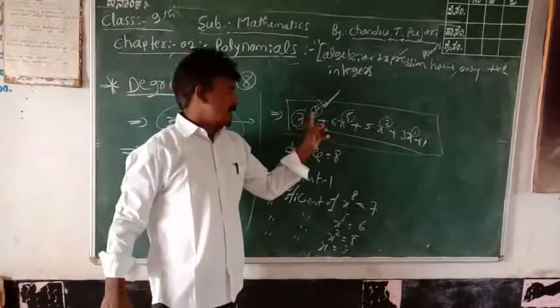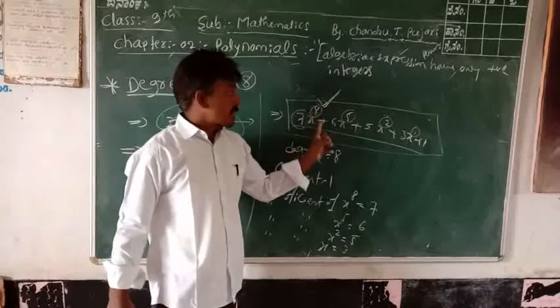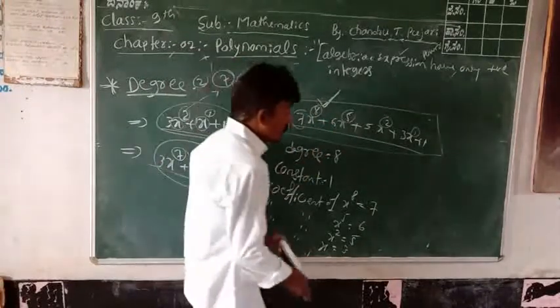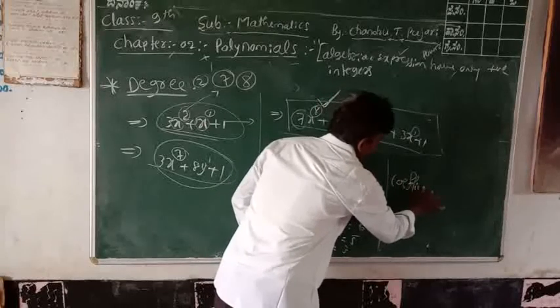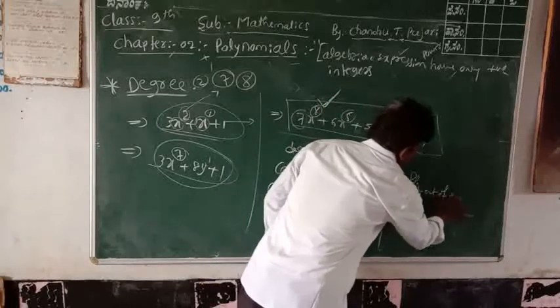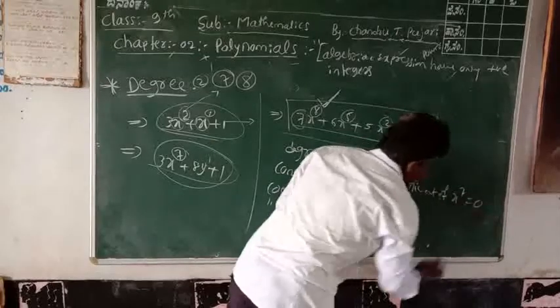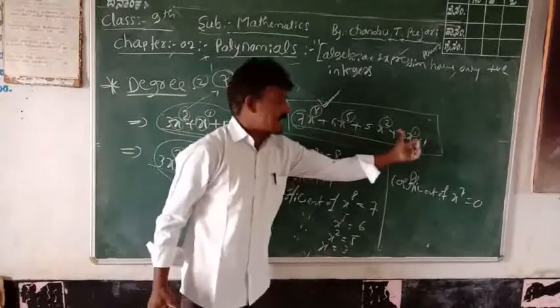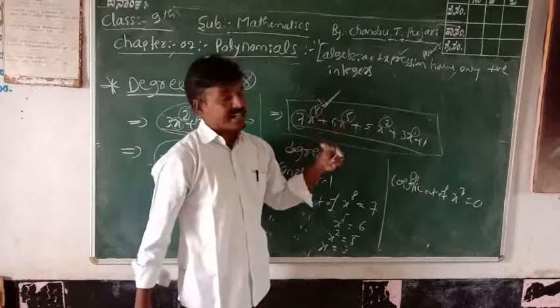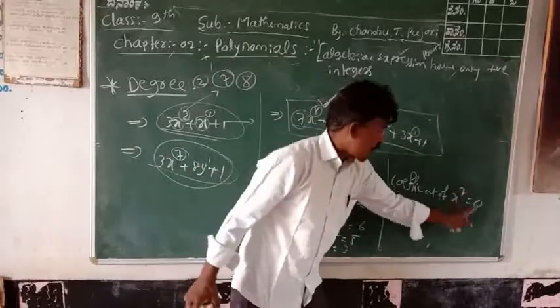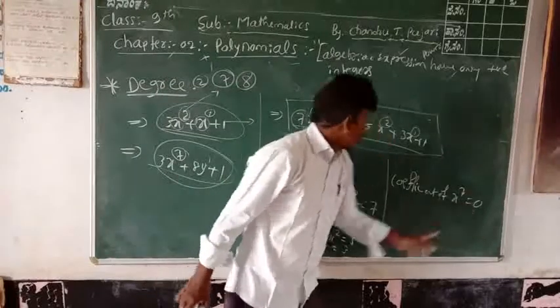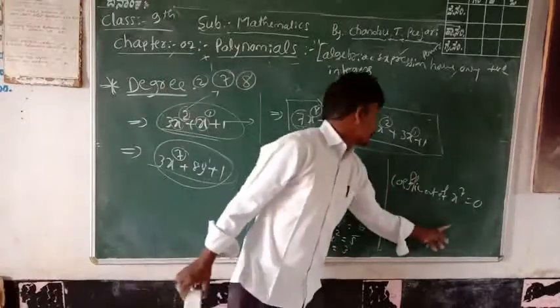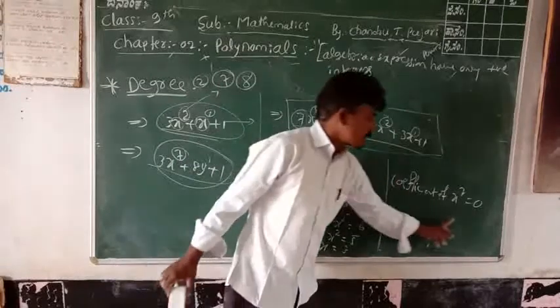But x raised to 8 is there, and x raised to 7 is not here. Therefore, the coefficient of x raised to 7 is equal to 0, because in your algebraic expression, x raised to 7 is not present. Therefore, the x raised to 7 coefficient is 0. Again, the x raised to 6 coefficient is 0, the x raised to 4 coefficient is 0, and the x raised to 3 coefficient is 0.